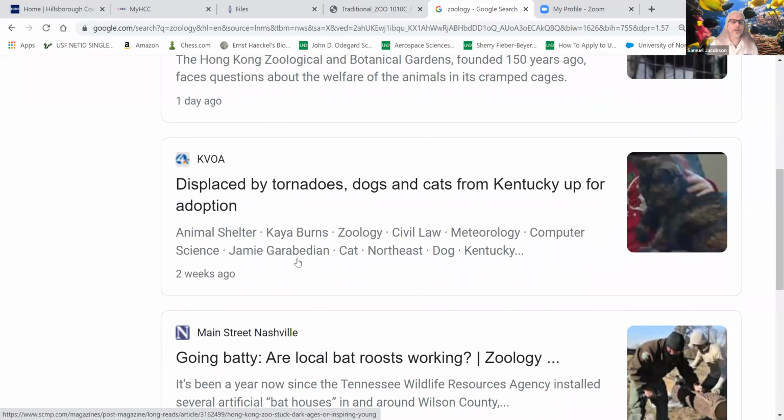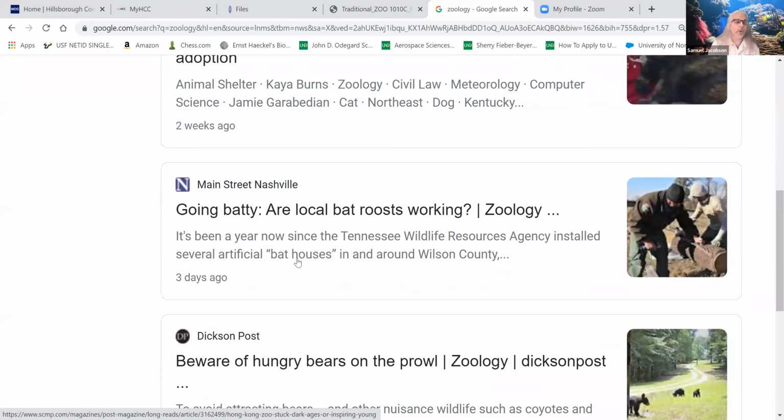Okay. Displaced by tornadoes, dogs and cats from Kentucky up for donations. Okay. Going batty, our local bats roost working. This is actually a really interesting topic and definitely topical. Very important organism in the environment. Bats and what they do. Yeah, I mean, they carry disease and people get all excited about that, understandably.